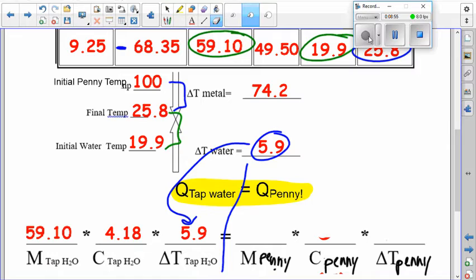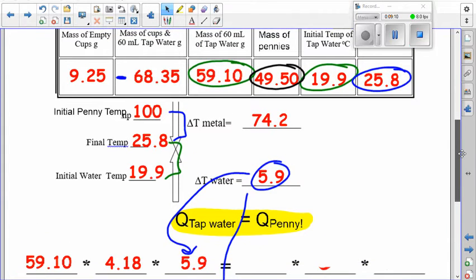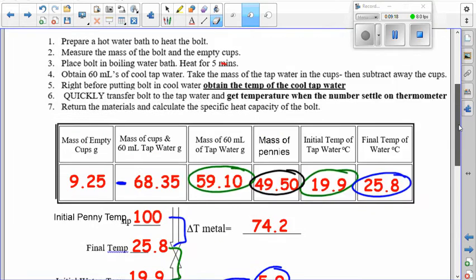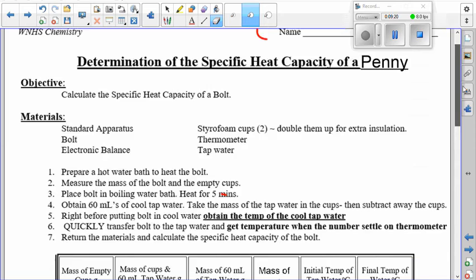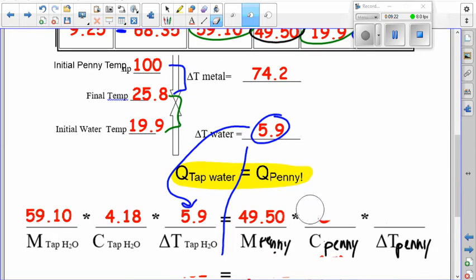All right, now we're on the other side of the fence. What is the mass of the penny? 49.5. Yeah. So we're using 49.50 here, not the 59.10 anymore, because we're talking about the mass of the penny. Do we know what the C of the penny is? No, that's what we're looking for. Remember I wrote it up here? We're looking for that C, the heat capacity. That's the one variable we don't know, so I'll just leave it as a C.